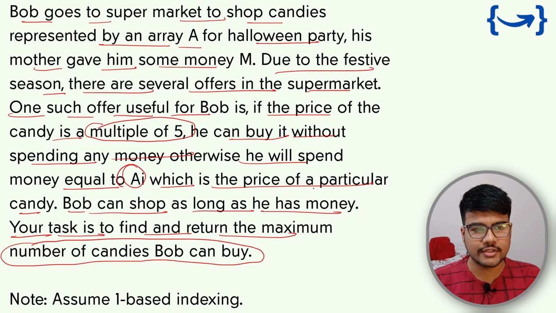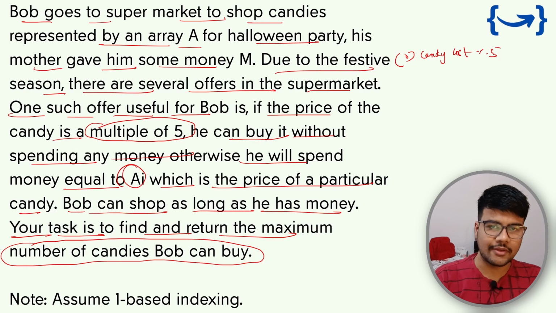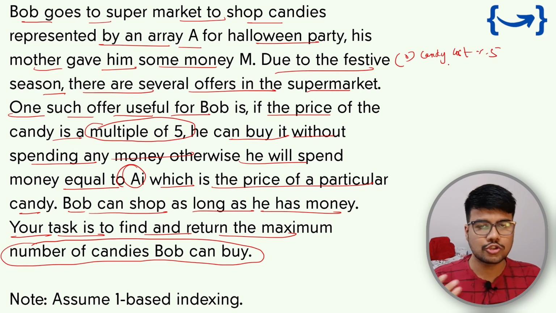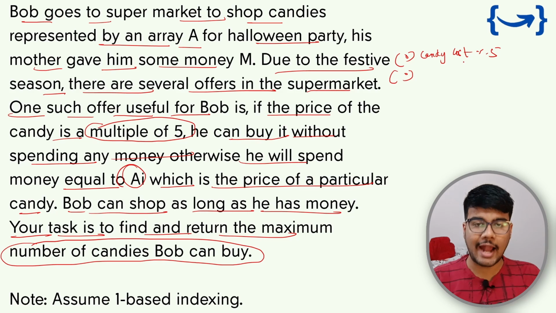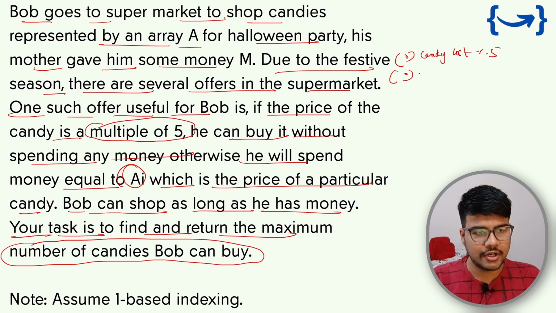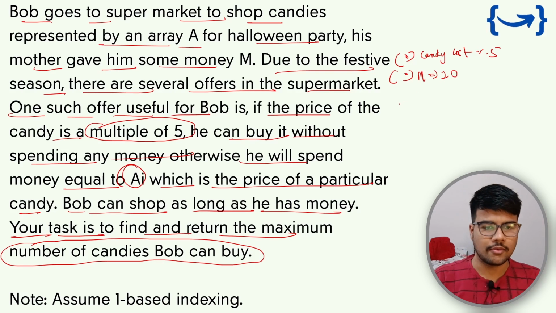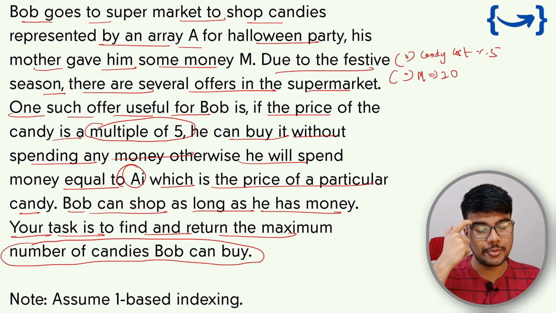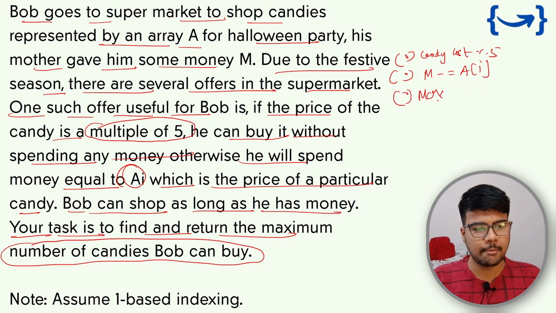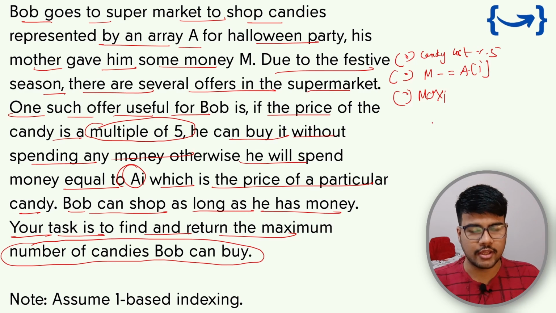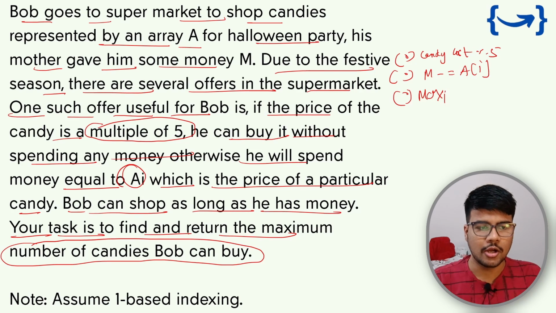Okay, so 3 things I notice in this program: if the candy cost is divisible by 5, which is a multiple of 5, then you don't need to charge anything. It would be free for you. And if the particular candy cost is not a multiple of 5, then you need to pay from whatever amount you have in your hand. So it would be deducted from your M, because the problem states we have M money with us. I can write it in a particular way, which is M minus equals A[i], which means the candy cost. And the third point is we need to find the maximum number of candies that Bob can buy from his collection.